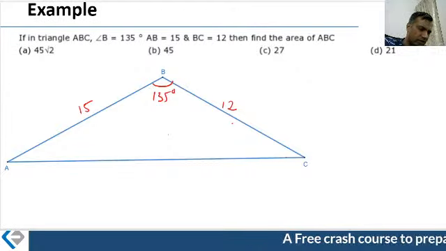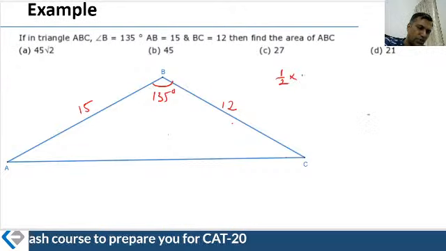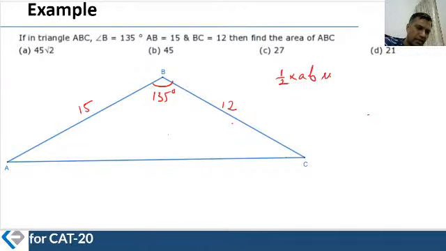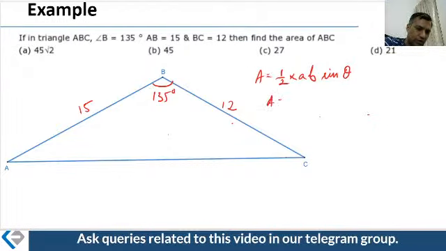Sine rule is not required here, because AB is given to me and BC is given to me. Area of the triangle ABC is what? Half AB sine theta. Sorry, the sine rule will take some other question later. It is half AB sine of the angle between them. So that's what you will use for the area. Area is equal to half.